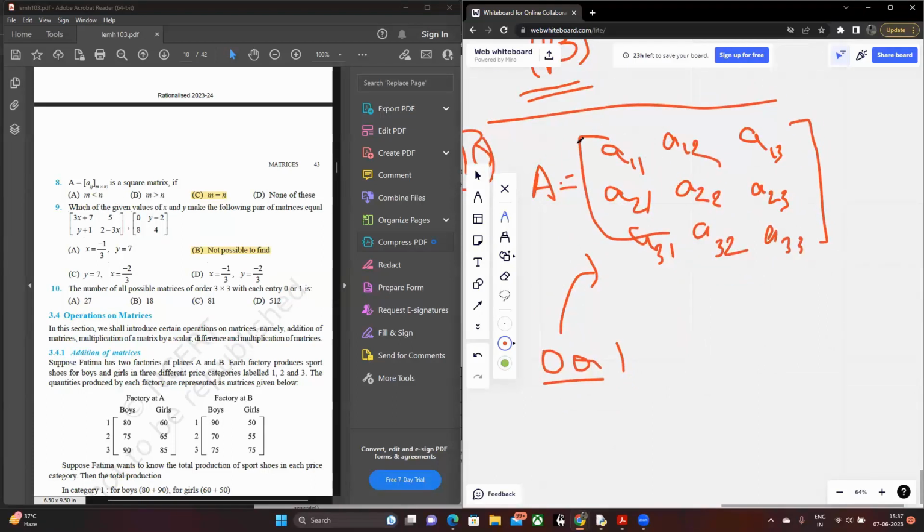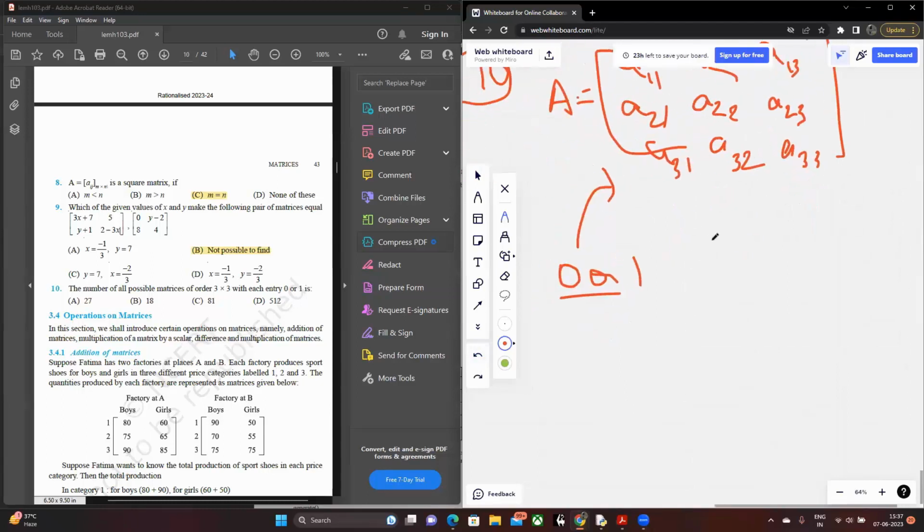Since the selection of elements is different from for each element, there's no condition that if this is going to be 0, then this has to be 0. There are no conditions like that. So we are going to treat each element as an independent entity.